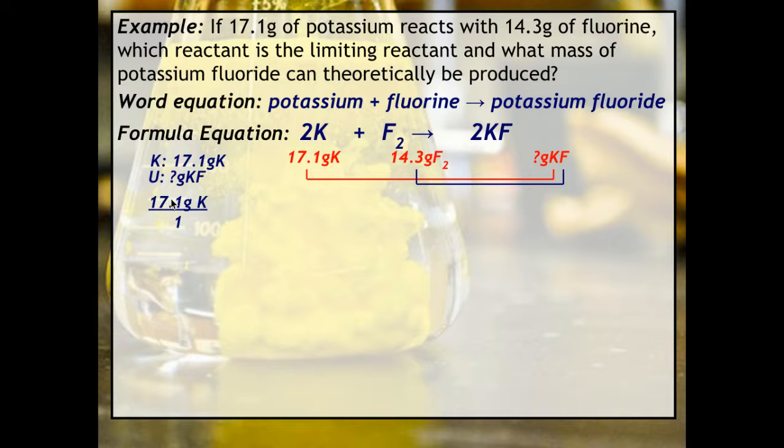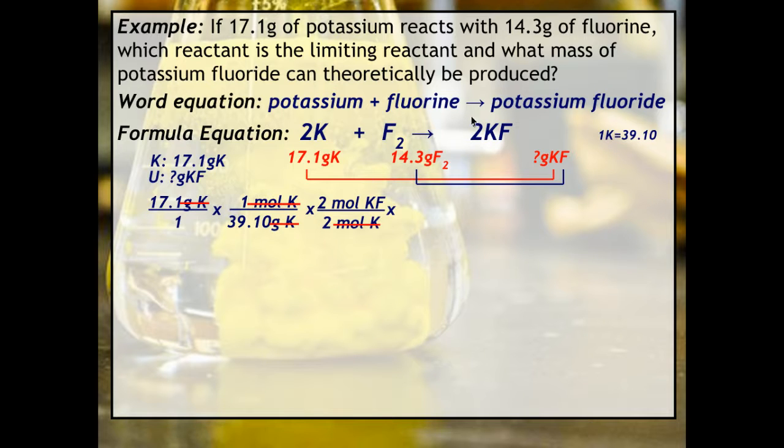So start with what you're given, 17.1 grams of potassium. I convert my grams of potassium to moles of potassium because I use my periodic table. For every 1 mole of potassium, there's 39.1 grams of it, straight off of your periodic table. Now I need to convert moles of potassium to moles of my product, because that's really what I'm looking for. So using mole-to-mole ratios, 2 moles of potassium for every 2 moles of potassium fluoride, and my moles of potassium will cancel out.